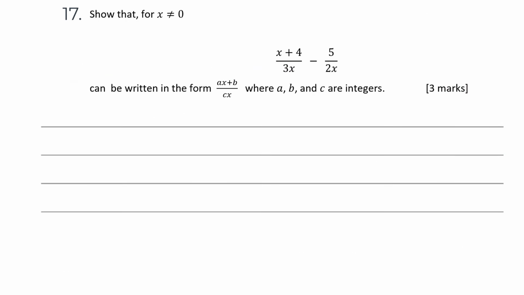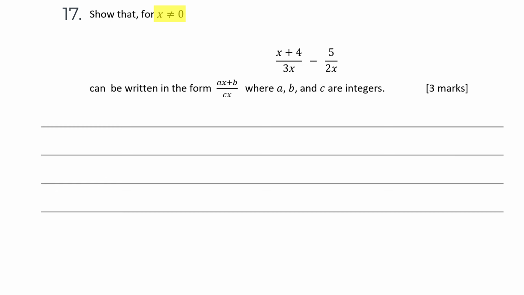Show that for x not equal to 0, x plus 4 divided by 3x minus 5 over 2x can be written in the form ax plus b over cx, where a, b, c are integers. Now don't worry too much about this bit. They have to put that in there, otherwise you're going to get division by 0, aren't you? Because I've got x plus 4 divided by 3 lots of 0, which if you've ever typed division by 0 into your calculator, you know is undefined. So that is all just really excluding that as a possible solution.